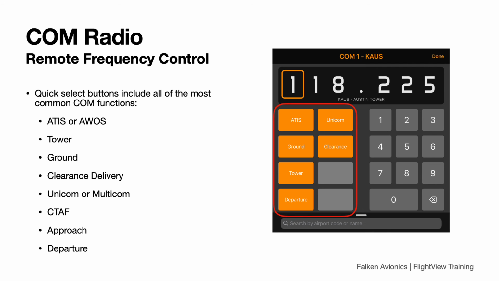Once an airport is selected, the most popular and commonly used frequencies are loaded into a set of quick access buttons, the orange buttons on the left side of the image. Not every airport has every option. If you select a very small airport, all you might get is multicom.